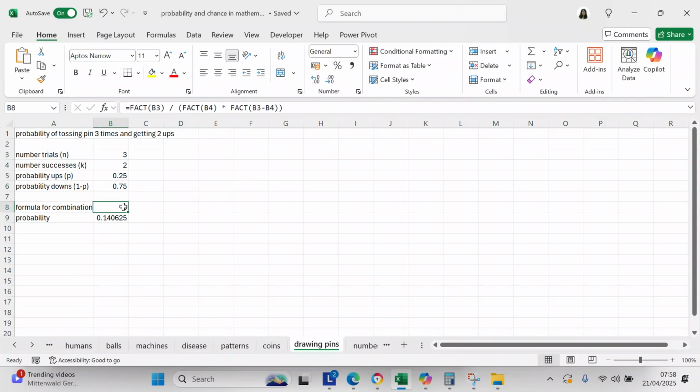Formula for combinations equals factorial B3 divided by factorial B4 times factorial B3 minus B4. So that gives you a 3. And then your probability is a combine B3, B4 times B5 to the power of 2 times B6 to the power of B3 minus B4, and so your probability is 14%.